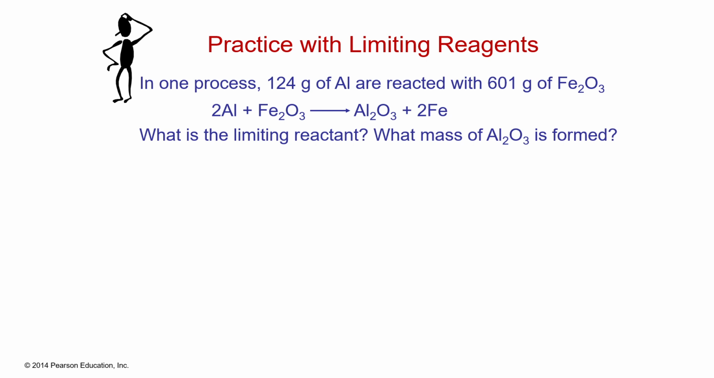Let's do a little practice exercise. So in one process, 124 grams of aluminum are reacted with 601 grams of iron 3 oxide. And there's the chemical reaction. By the way, this reaction is called the thermite reaction.